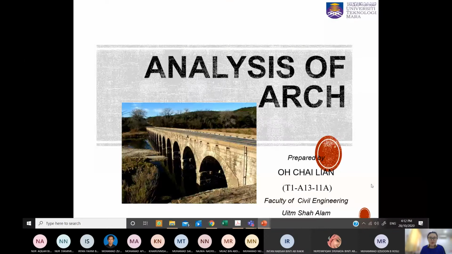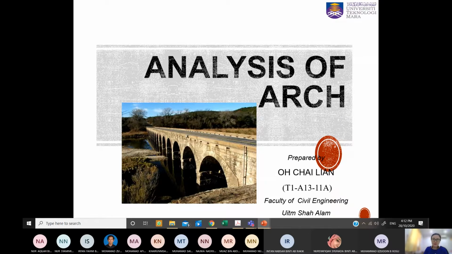Okay, good afternoon. Today, this lesson will be on the analysis of arch. Okay, I will show you two examples on how to analyze for the three hinge arch.